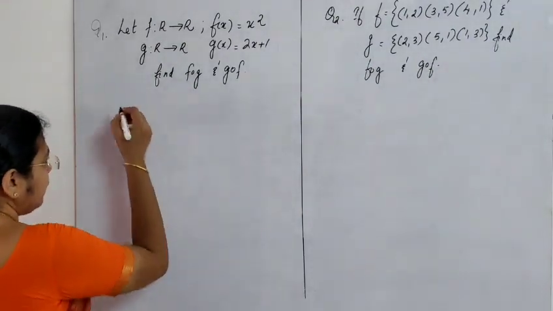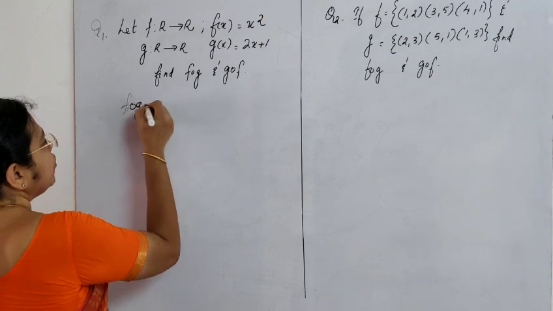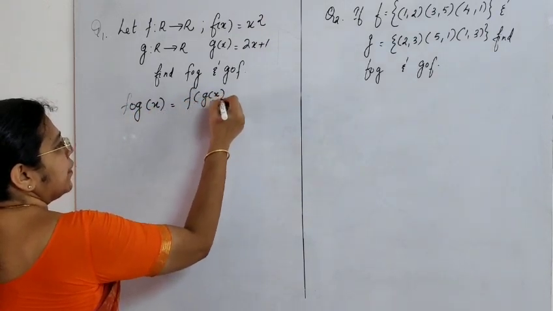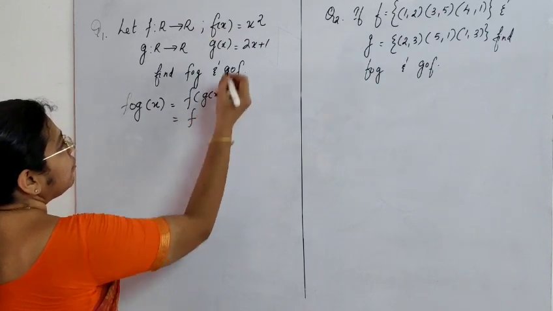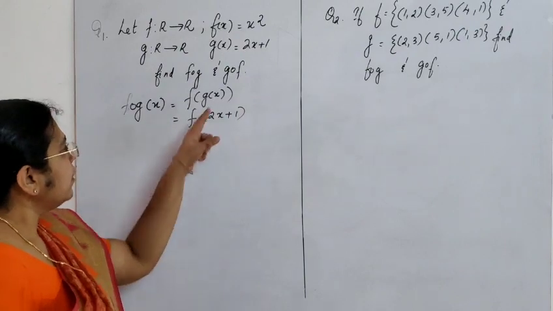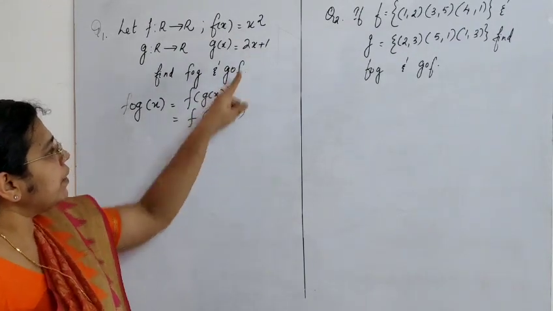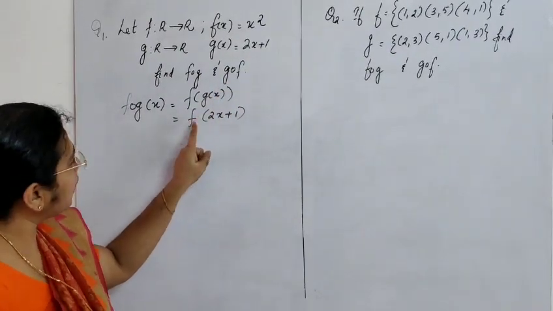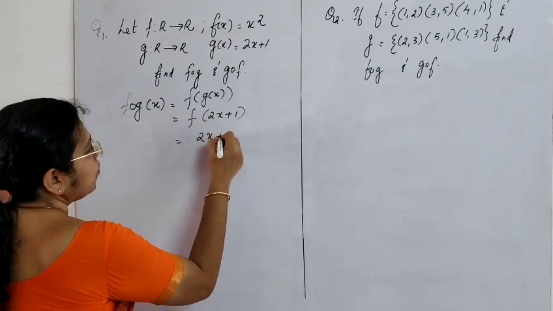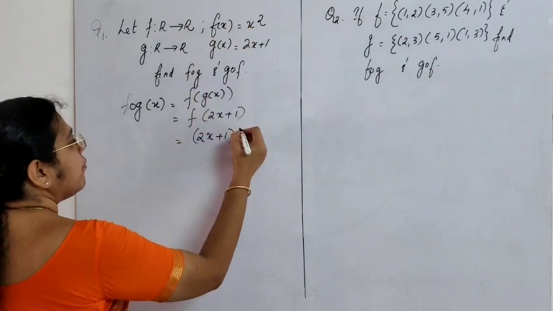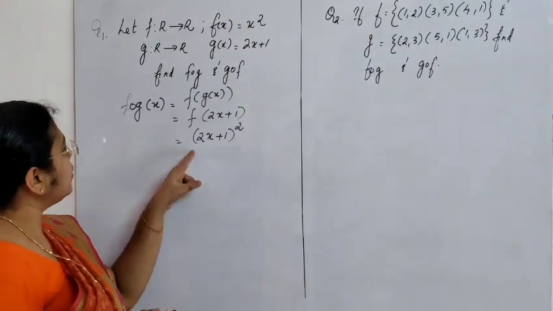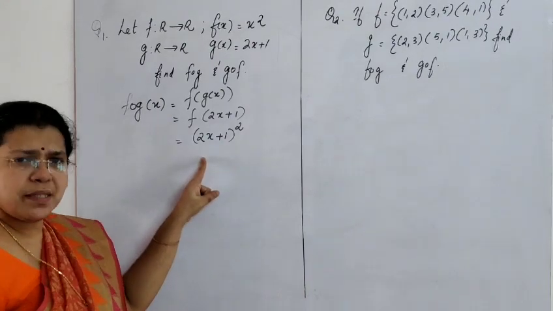So let me first find fog. Fog of x is the same as f of g of x. Now what is g of x? 2x plus 1, right? In the place of g of x, I wrote the value of g of x, 2x plus 1. Now f of 2x plus 1: in the place of x, what will I have? 2x plus 1 for the function f. So what will I get? (2x plus 1) the whole square. So this is fog. Isn't it simple?